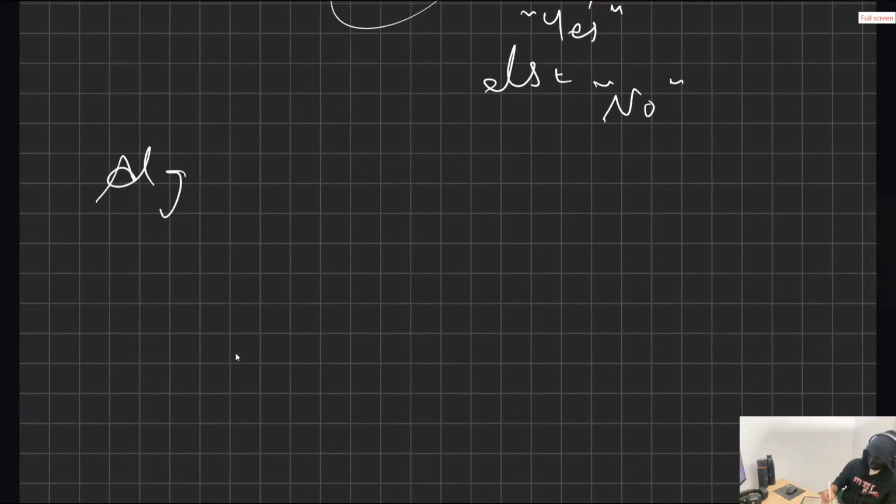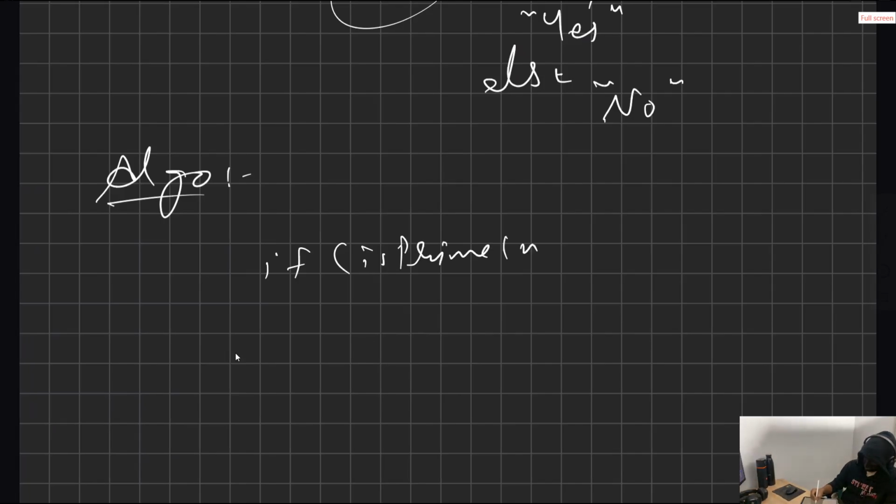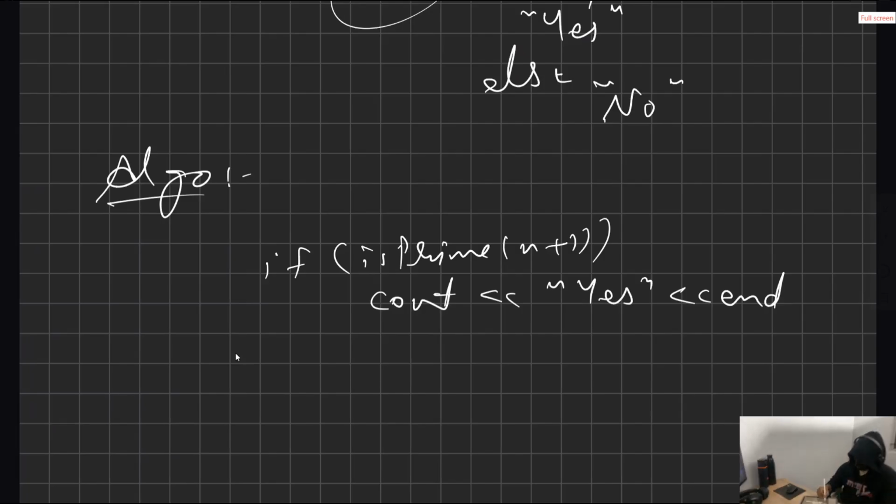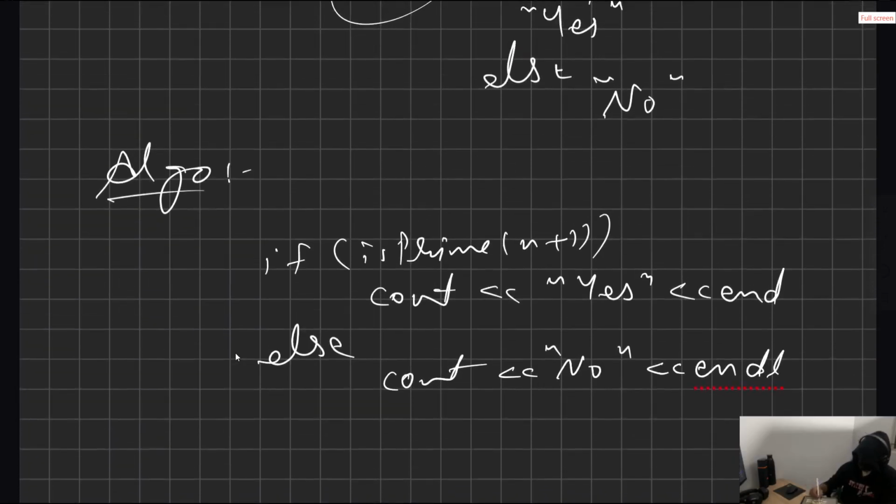If you try to write the algorithm, we'll have to basically check n. You can say if n plus 1 is a prime number, then our answer will be yes, else our answer will be no. Okay. So that's it. So how do you find a prime number now?